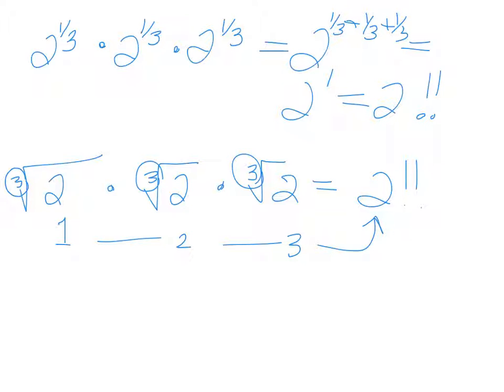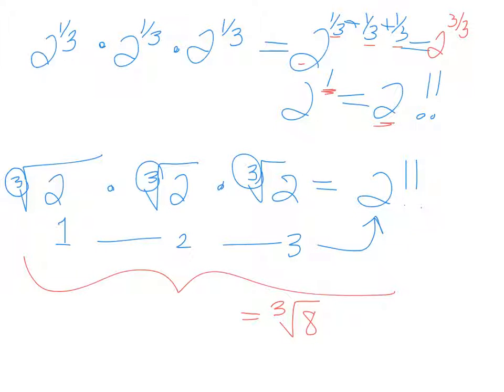I can say that 2 to the 1/3 plus 1/3 plus 1/3 is the same as 2 to the 3/3, which is equal to 2 to the 1, which is equal to 2. That means that down here, I can say the 3rd root of 2 times the 3rd root of 2 times the 3rd root of 2 equals the 3rd root of 8. Well, 8 is 2 times 2 times 2. Pretty cool, I hope.